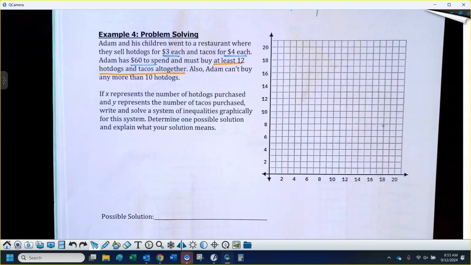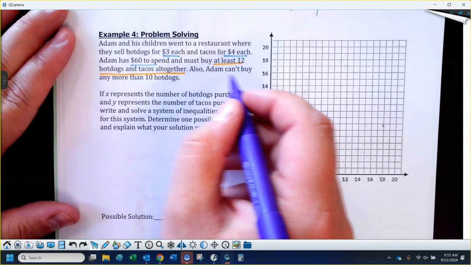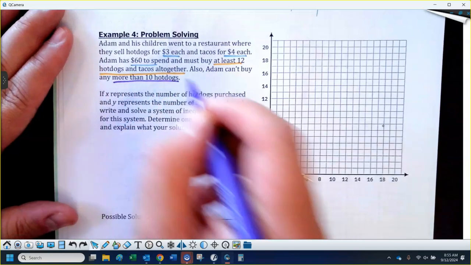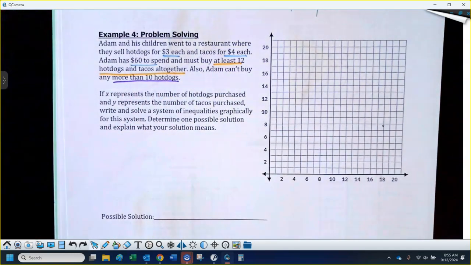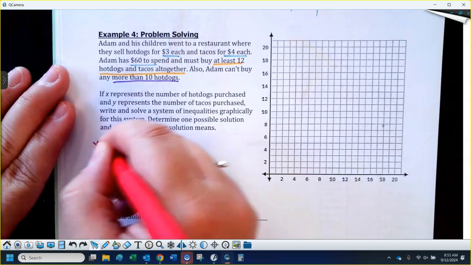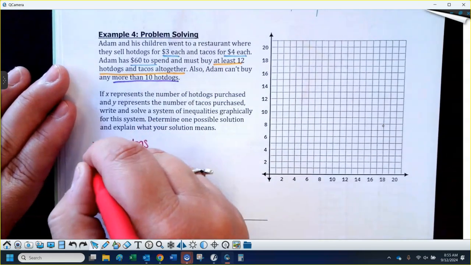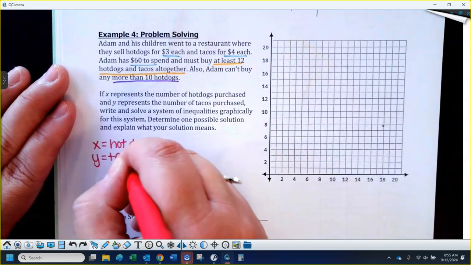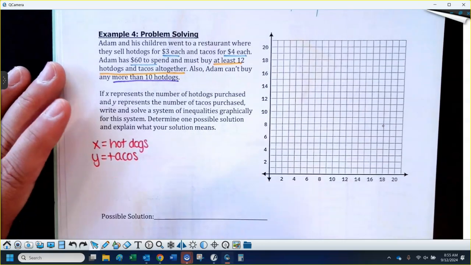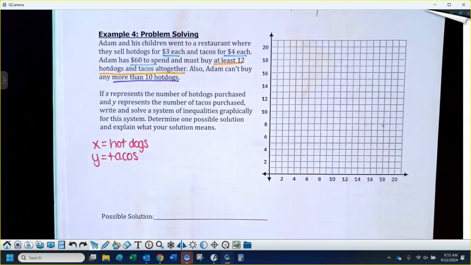And he can't buy, this actually has 3 different inequalities we're going to graph. He can't buy more than 10 hot dogs. Okay, just so we all have the same graph, really you could use either variable to represent either one, but just so we all have the same graph, underneath here I just said X is going to represent the hot dogs and Y is going to represent the tacos. Right, and solve the system of inequalities.